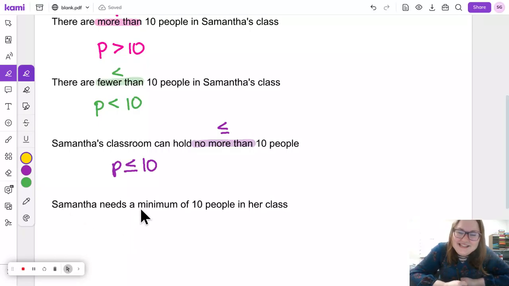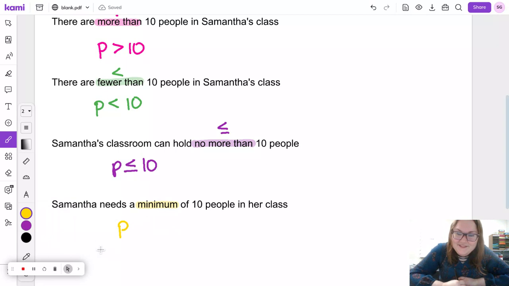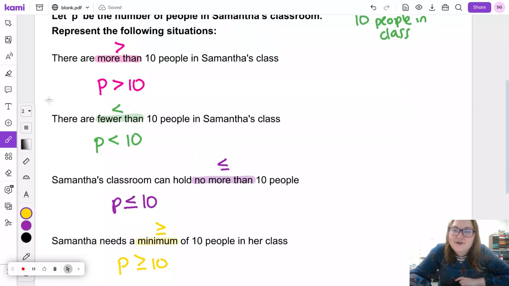For this final one, that key word is going to be minimum. If we talk about a minimum of 10 people, it means 10 is the smallest. I need 10 or more people in my class. And so thinking about that, our inequality would be the number of people in the class needs to be greater than 10 or equal to 10. Minimum means greater than or equal to. I think a good thing to include in your notes would be these words that I've been highlighting and what inequality signs they mean, especially if some of those words are new to you.